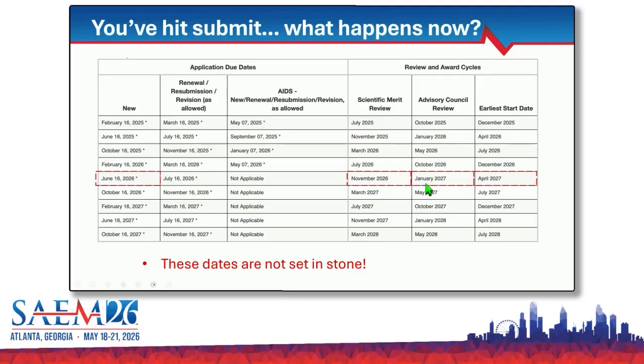Right? And then notice yet another 2 months passes before the advisory council review, right? So that we'll talk about what that is as well. And then you don't actually get funded until April, okay? So there's almost a year between the time you submit your science and when you're actually going to get any money. That's from the NIH.